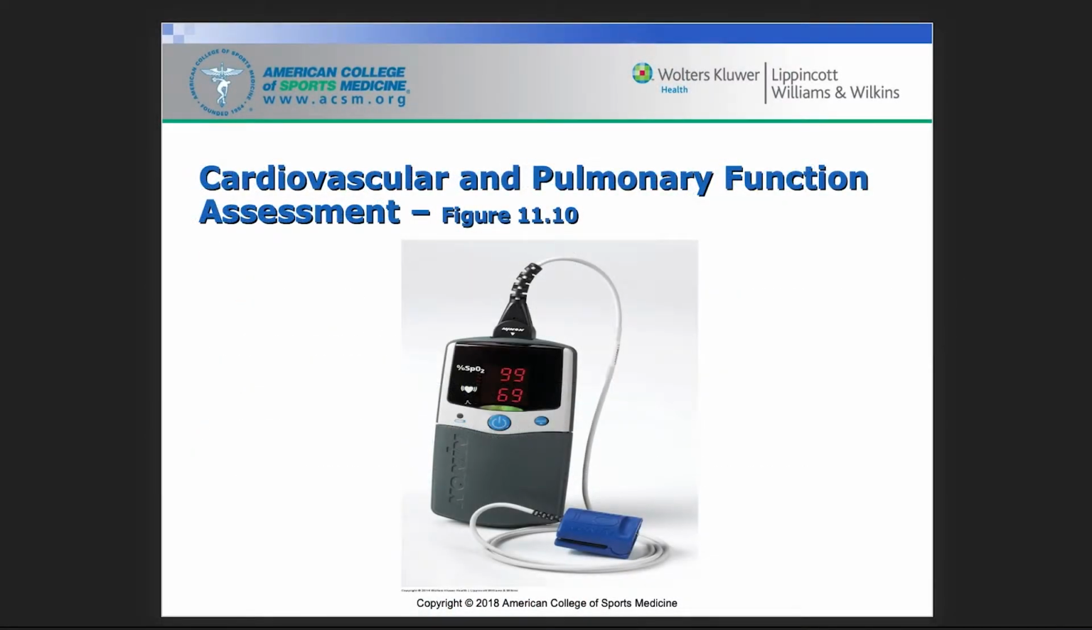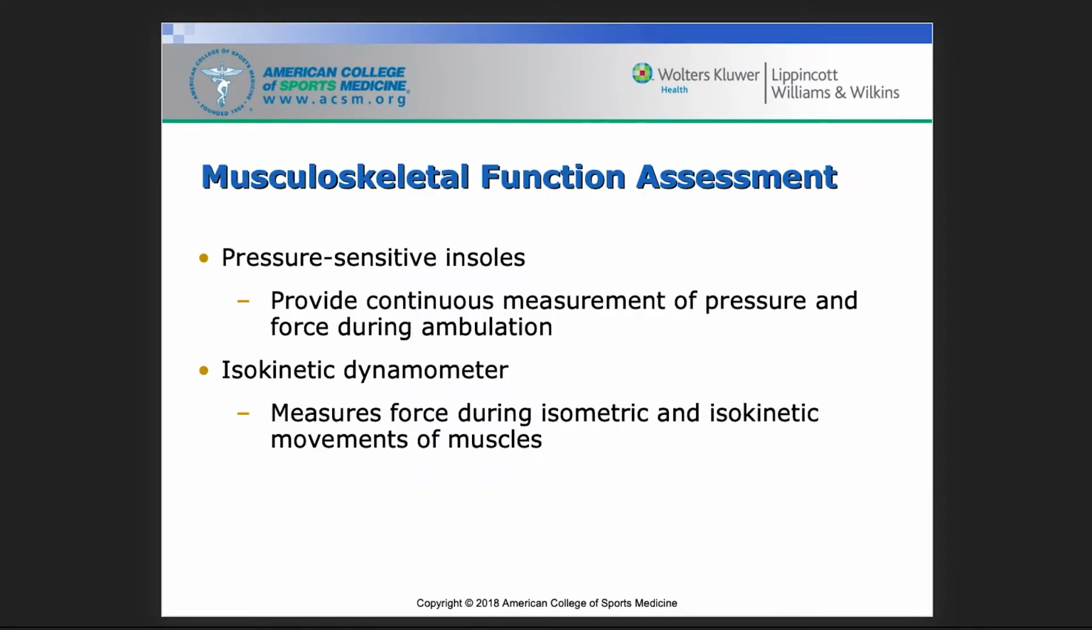So this is an example of a pulse oximeter. You can see here this little clip goes on your finger and then a cord going into the machine itself. It can give heart rate, and it can also give the arterial saturation or oxygenation of the blood.